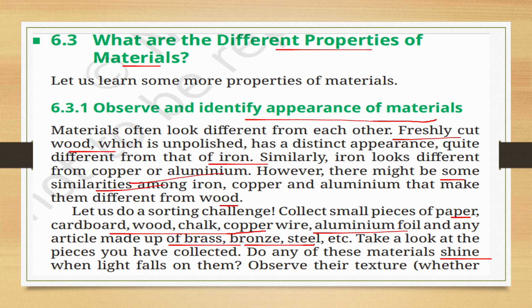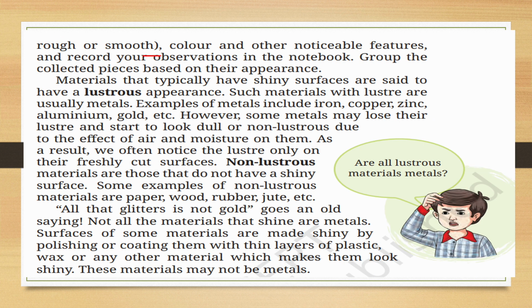Observe their texture, that means whether rough or smooth, color and other noticeable features, and record your observations in the notebook. Group the collected pieces based on their appearance. Materials that typically have shiny surfaces are said to have a lustrous appearance. Such materials with luster are usually metals.